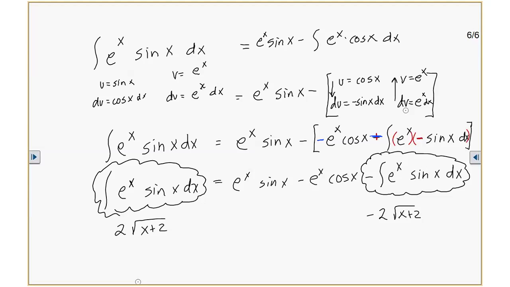Let's go back to algebra. What if you had a negative 2 square root of x plus 2 over there, and a 2 square root of x plus 2 over here? What could you do? Bring that over, and you have a positive 2. What is 2 square root of x plus 2 plus 2 square root of x plus 2? 4 square root of x plus 2, right? Okay, y'all, yes or no?